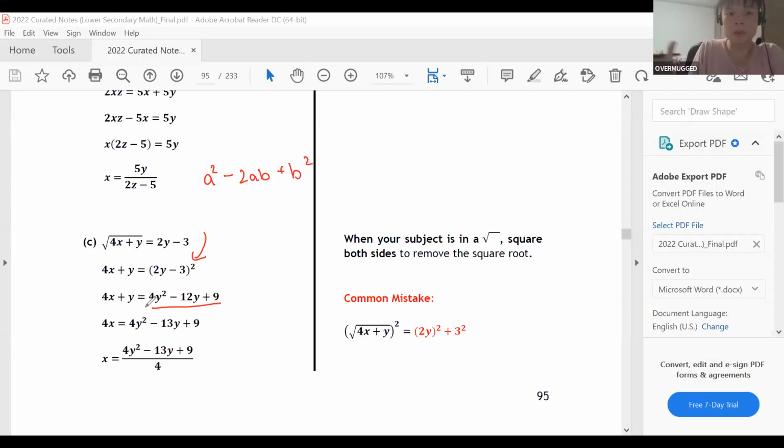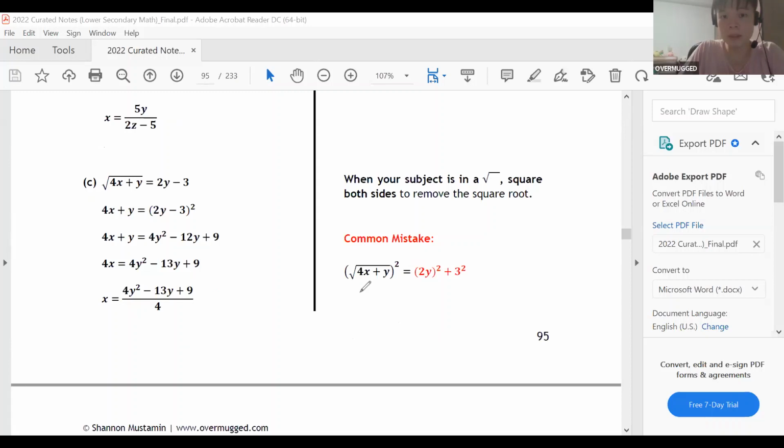And then you just throw everything that doesn't have x to the right side, giving me 4x equals this. And I want to find 1 unit of x, I simply divide everything on the right side by 4. So this was the common mistake that I was mentioning about.